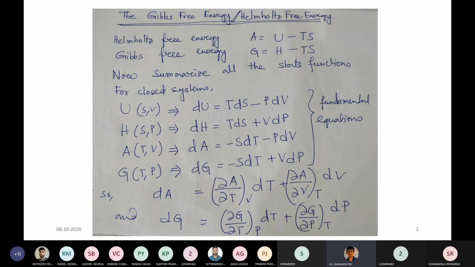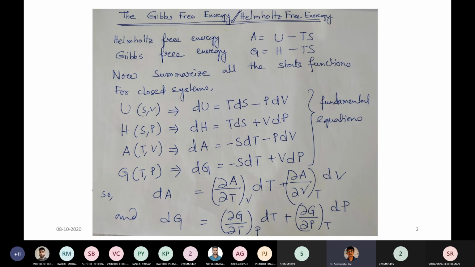So if you want to understand what Gibbs free energy and Helmholtz free energy are, for that we first want to know about the concept of thermodynamic potential, because both these free energies are important thermodynamic functions. You can call them thermodynamic potentials. Thermodynamic potentials are basically state functions.